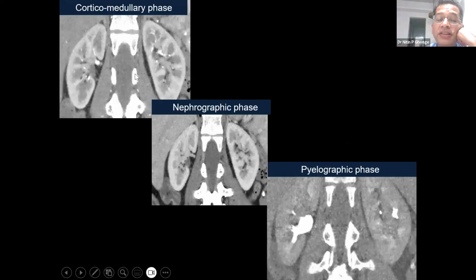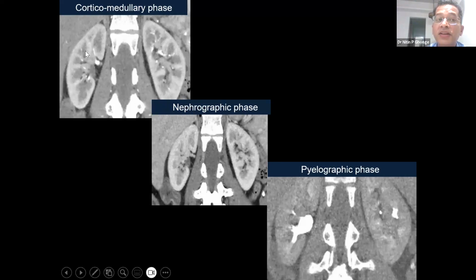So the conventional IVP is now replaced by CT urography, where we have an additional phase because of the higher attenuation, higher signal intensity, higher spatial resolution of CT scanners. On IVP, you can only see the nephrographic phase and pyelographic phase. You will see the contrast in the tubules, you will see the renal parenchyma, and then you will see the contrast in the renal pelvis in the routine IVP, nephrographic or pyelographic phase. But with CT scan, you can acquire a corticomedullary phase, which is even before the nephrographic phase.